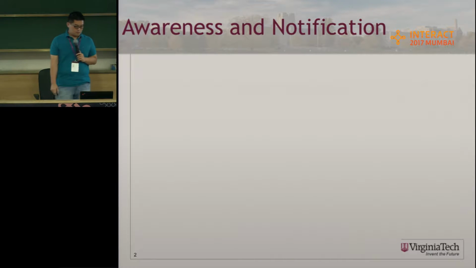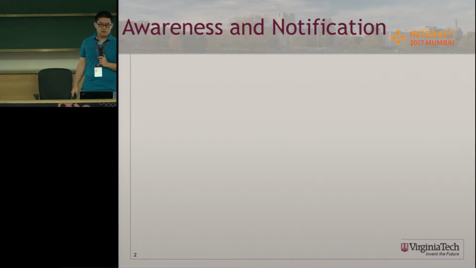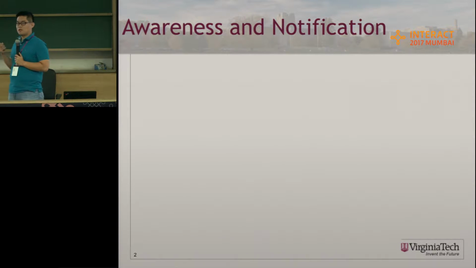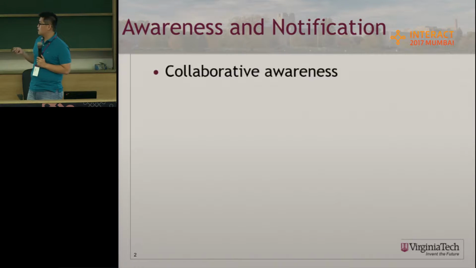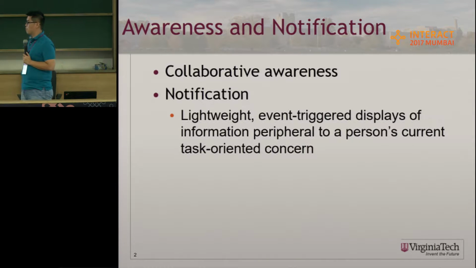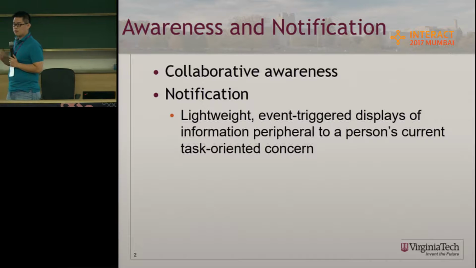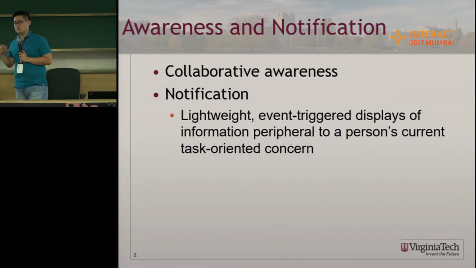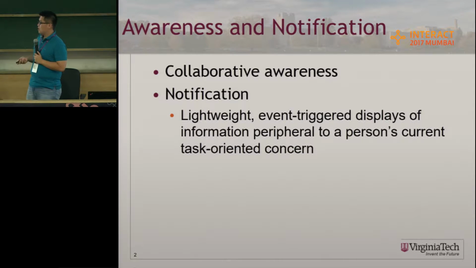For collaborative systems, awareness of the environment, the information, and the people who work together with you is really important. This is called collaborative awareness. One way to raise awareness among collaborators is using notifications. Notifications are lightweight, event-triggered displays of information peripheral to a person's current task-oriented concern, like a notification about the system status, or about others' emails or the weather conditions.